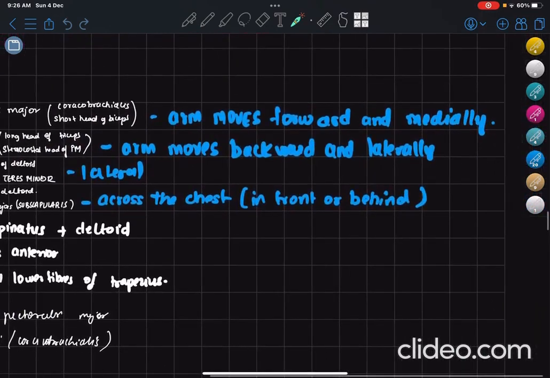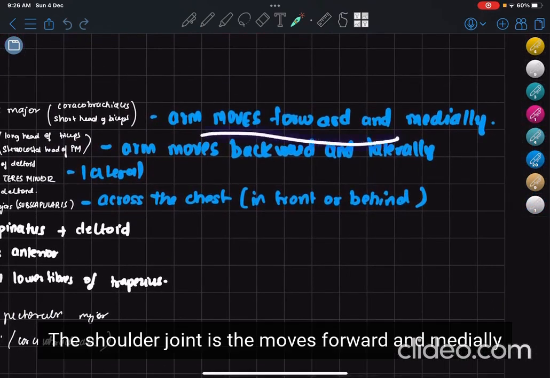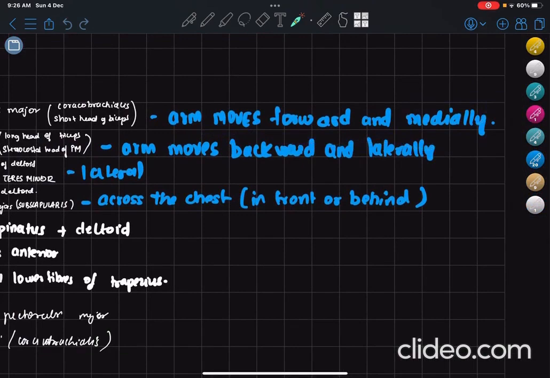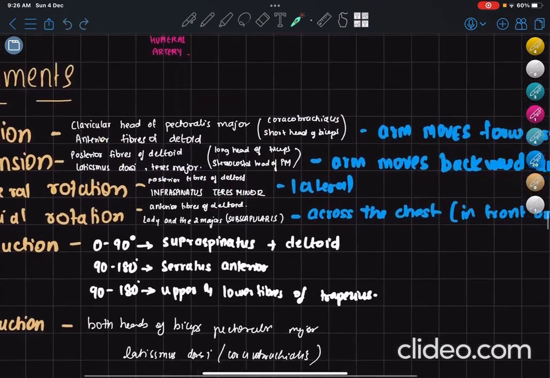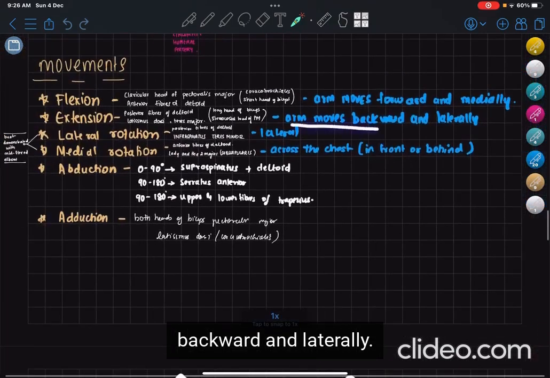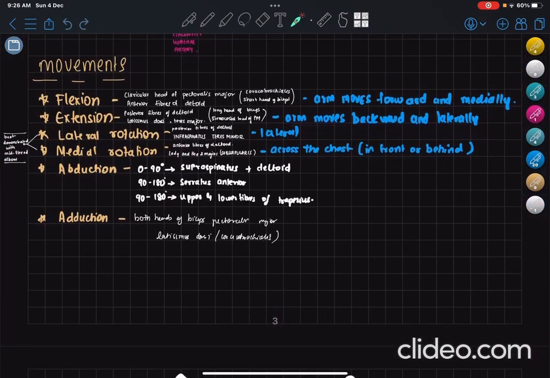Now what is flexion of the shoulder joint? The arm moves forward and medially. That we call the flexion of the shoulder joint. That's why the clavicular head of pectoralis major and the anterior fibers of deltoid help in flexion. The posterior fibers of deltoid, latissimus dorsi and teres major help in extension, that is the arm moves backward and laterally. Okay, so in adduction, we had pectoralis major and latissimus dorsi. This is helping in flexion, this is helping in extension, along with teres major. And in flexion and extension, we have the deltoid. Here anterior fibers, here posterior fibers. So flexion, extension, abduction, adduction, over.